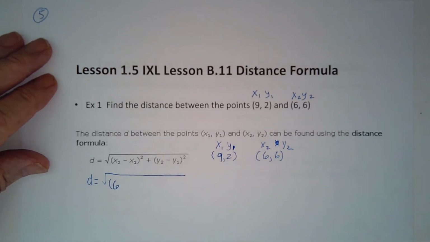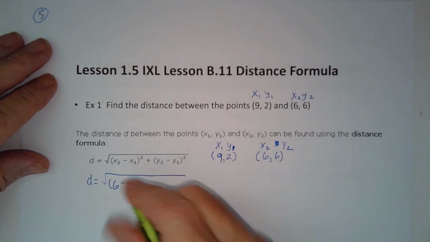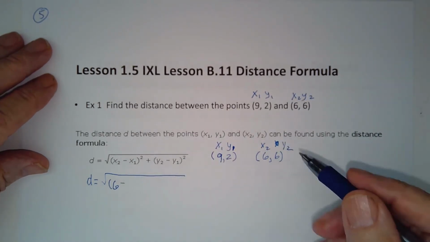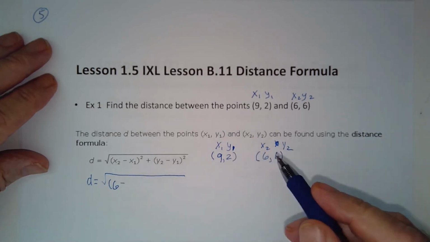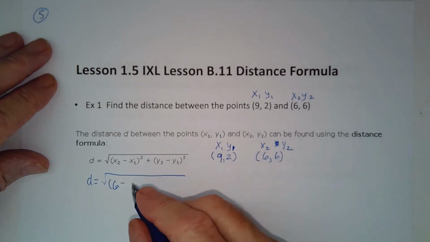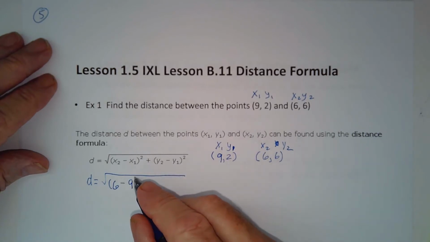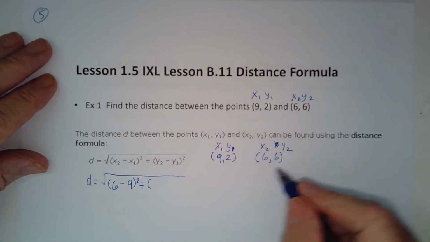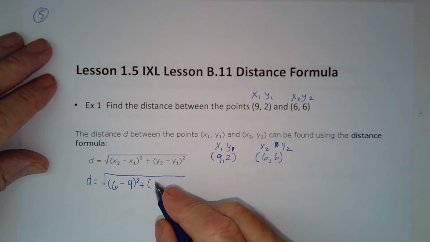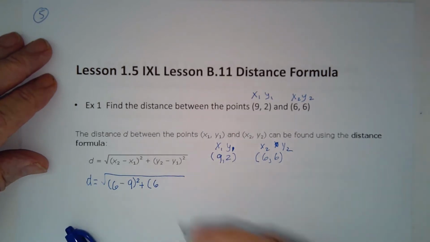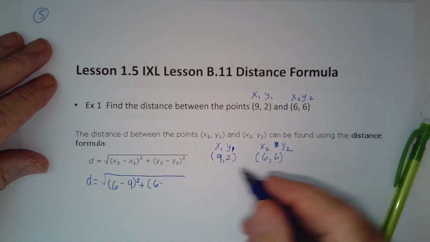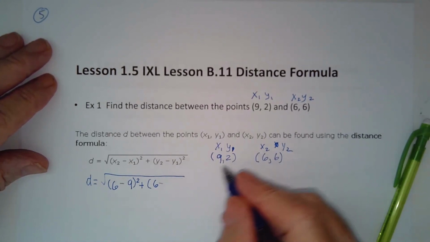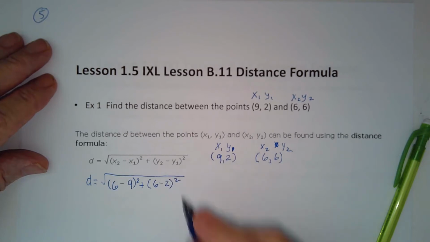I'm going to put that in pencil for the moment. And then minus x sub 1. So x sub 1 is 9. And we're going to square that. And we're going to add it to y sub 2, so y sub 2 is over here, it's 6, and then I'm going to, in pencil, put the subtraction sign in the formula, and then y sub 1 is 2, and we're going to square that.